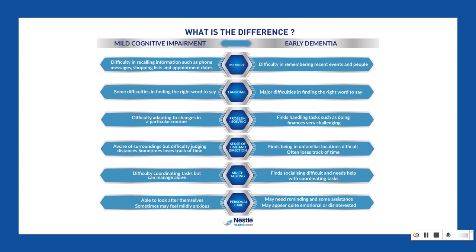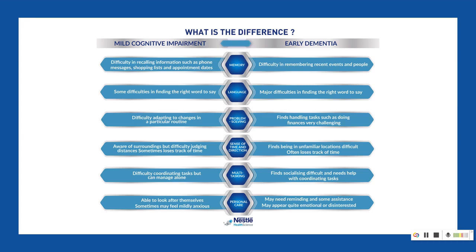That will really help with problem solving and some of the behaviors, and we'll talk about that later on too. So with early dementia, they might find that handling tasks such as doing finances is very challenging. Like we talked about, one of the first things we're going to see with those IADLs is difficulty with the ability to handle finances.